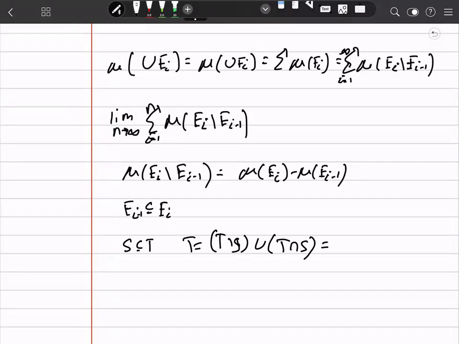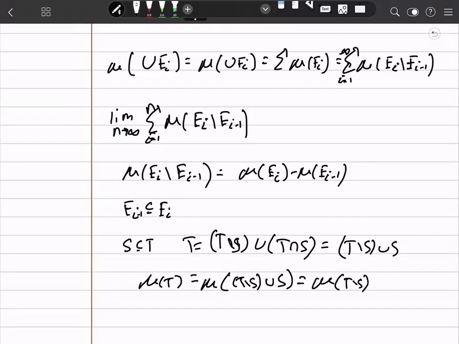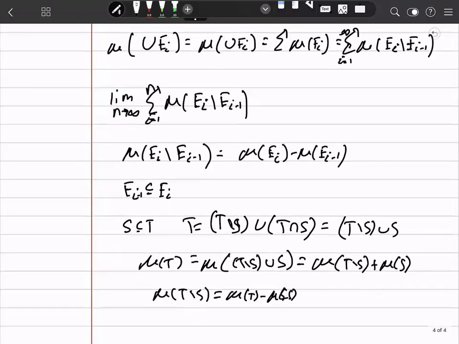which is going to be equal to T minus S union S. So mu of T is going to be equal to mu of T minus S union S, which is going to be mu of T minus S plus mu of S, since these are disjoint. So we get mu of T minus S is equal to mu of T minus mu of S. So this is just kind of like a general rule of thumb here. So we get this up here.